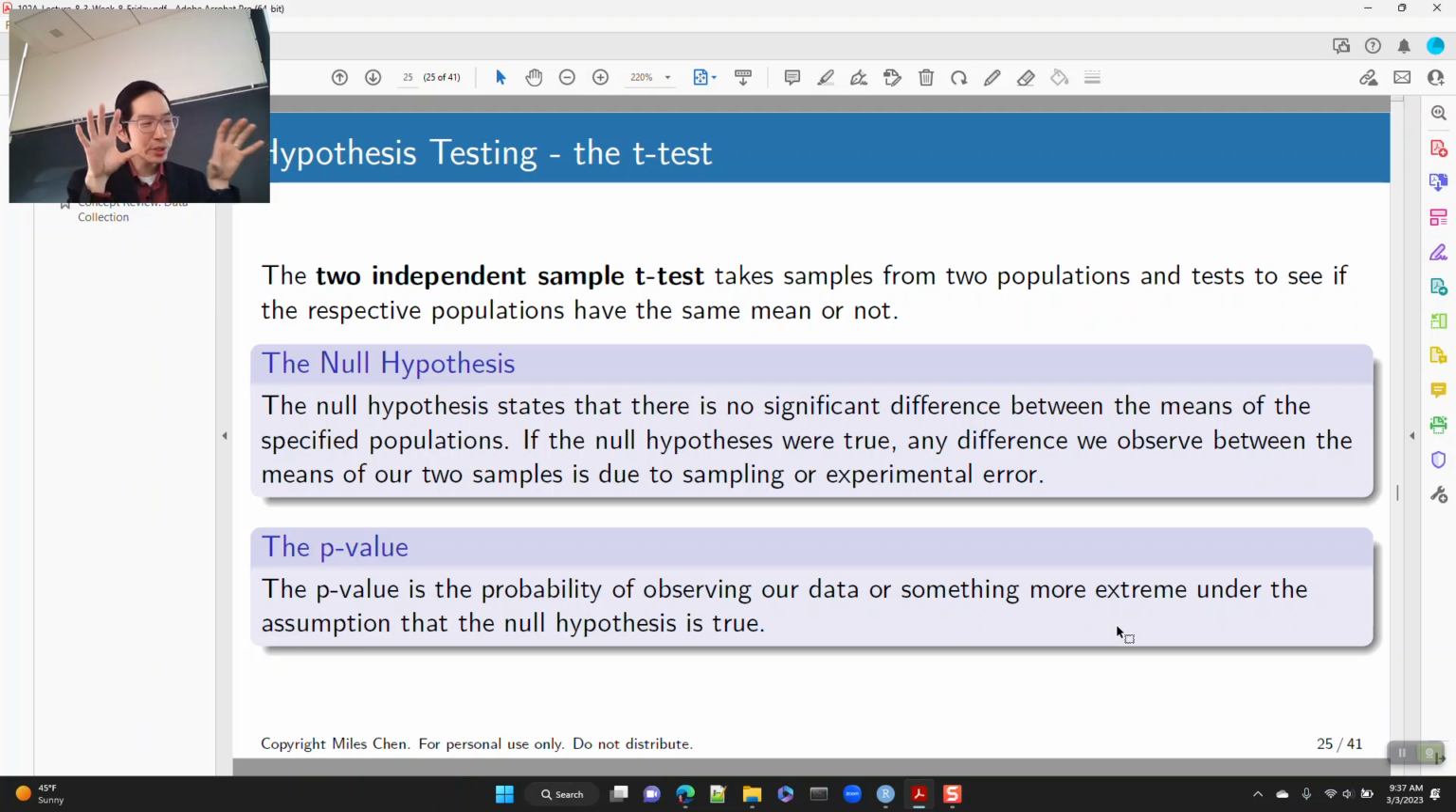Could the samples I get have just been drawn by random chance? Or is it very unlikely for this to happen? Okay? And we calculate this p-value. The p-value is the probability of getting the data in our sample, observing our data, or something more unusual, more extreme, if we assume that the null hypothesis were true.